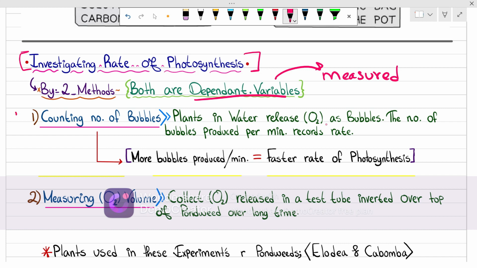These two methods are counting the number of bubbles and measuring the oxygen volume. First, counting the number of bubbles. Plants in water release oxygen as bubbles, as oxygen is one of the byproducts of photosynthesis. So the number of bubbles produced per minute records the rate. More bubbles produced per minute is equal to a faster rate of photosynthesis. So plants are constantly releasing oxygen every time they photosynthesize, and they release oxygen in the form of bubbles. So the faster the photosynthesis, the more bubbles produced per minute.